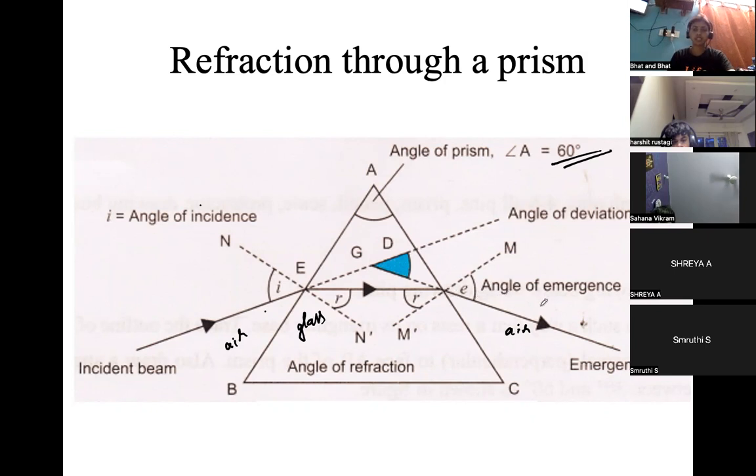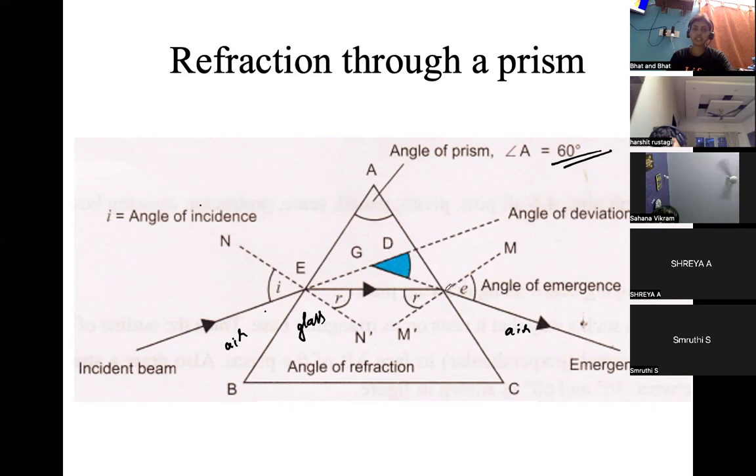And this light is called what? Emergent light. Now the angle between the incident ray and the normal is called the angle of incidence. The angle between the emergent ray and the normal is called the angle of emergence. The angle between the normal and the refracted ray is called the angle of refraction.